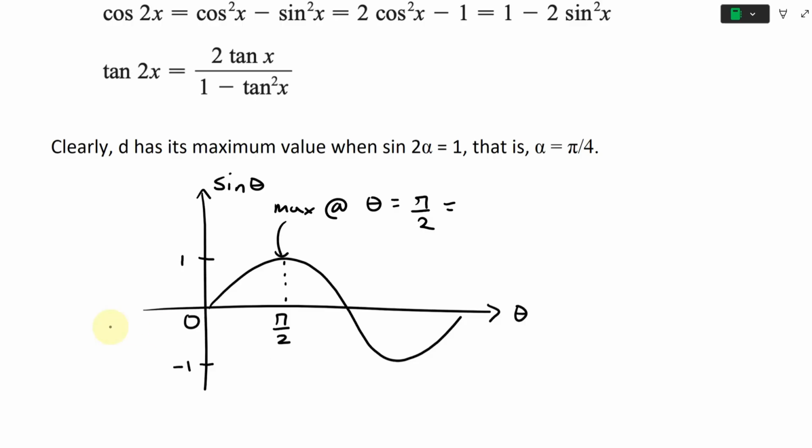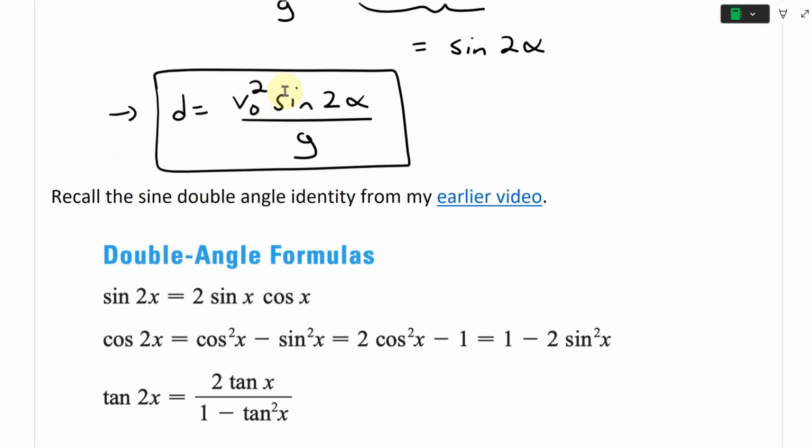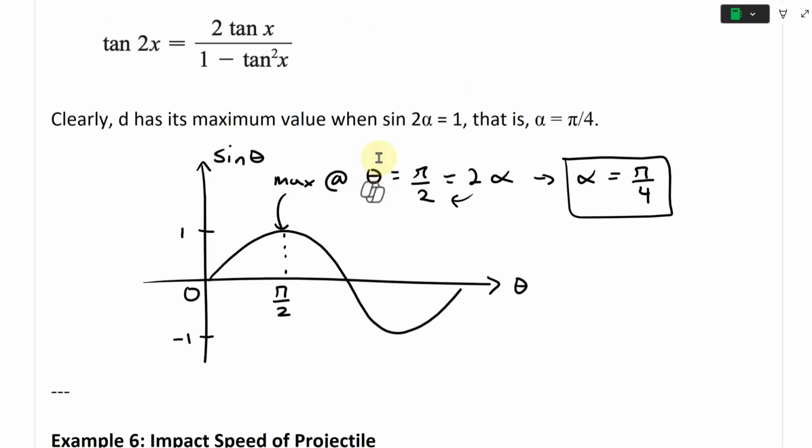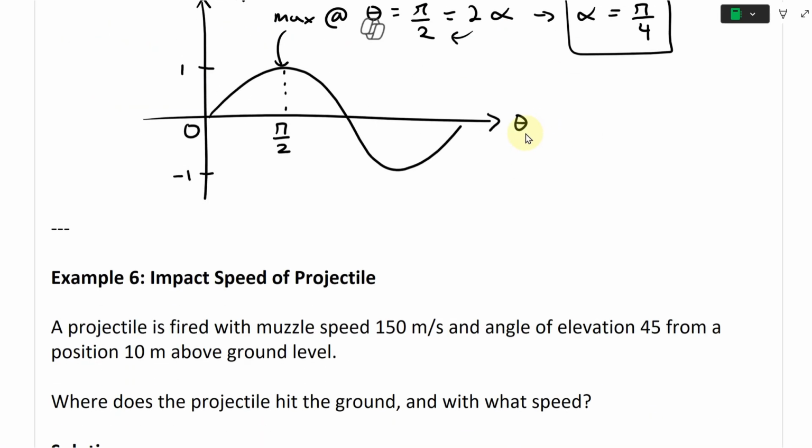In this case, because we have sine theta, theta is going to be 2 alpha, since we have sine 2 alpha. So 2 alpha equals pi over 2, and in other words, we get alpha is equal to pi over 4. All right, now that we have this, we can go on to the next example.